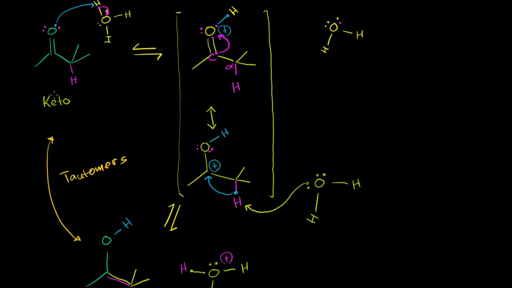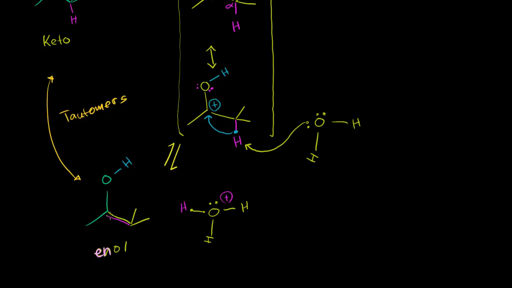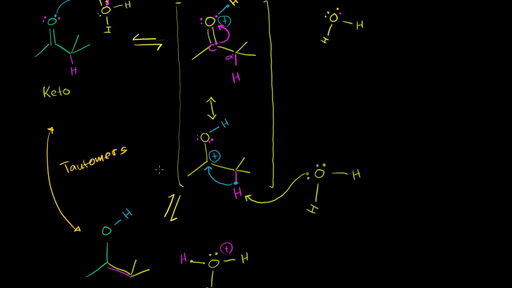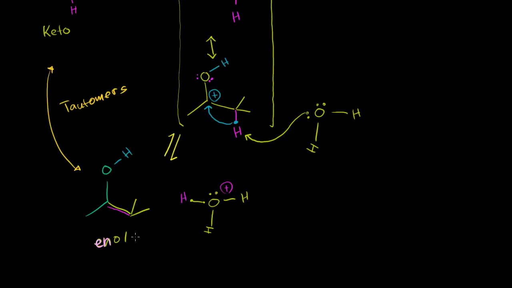And the keto form is actually the much more stable form. In a solution, you won't see much of the enol form, but these can occur. It can spontaneously, through equilibrium, get to the actual enol form. And so you could imagine these are tautomers. So this mechanism is actually called tautomerization. And these are the keto and enol forms of the tautomers.